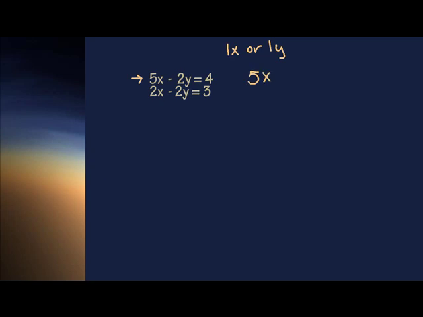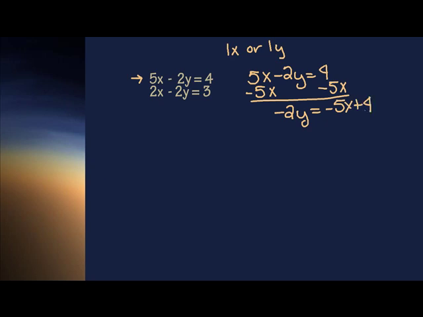So I have 5x minus 2y equals 4. Now I'm going to solve for y. So I'm going to subtract 5x from both sides of the equal sign. I could have solved for y. I just chose not to. So negative 2y equals negative 5x plus 4. Now I want to get y by itself, so I have to divide each part by negative 2.